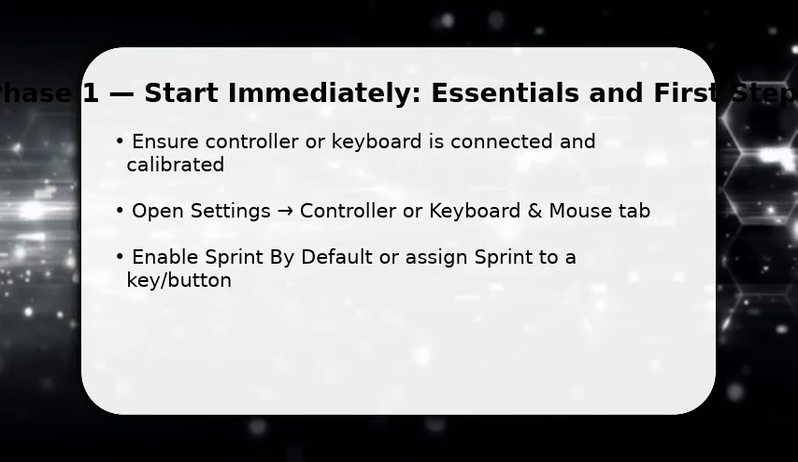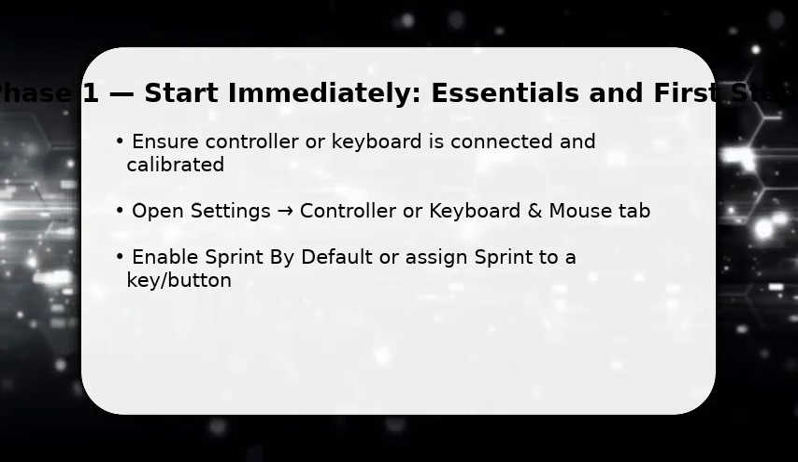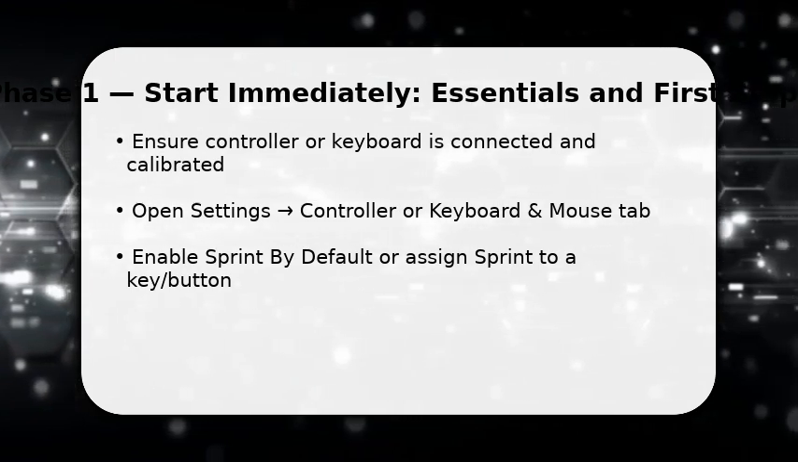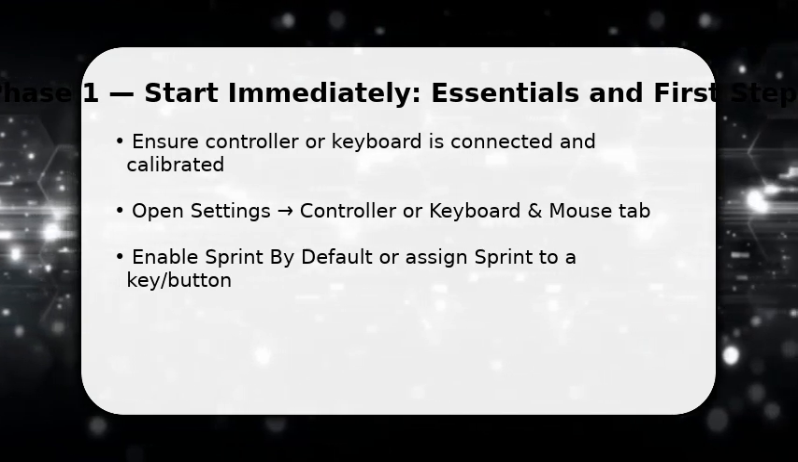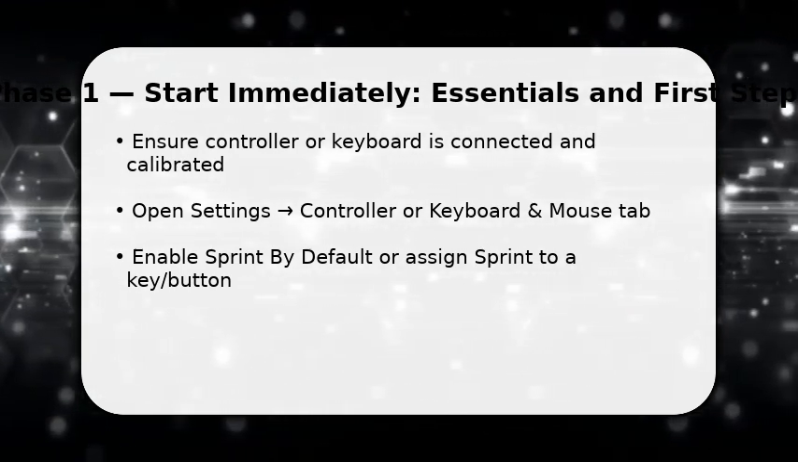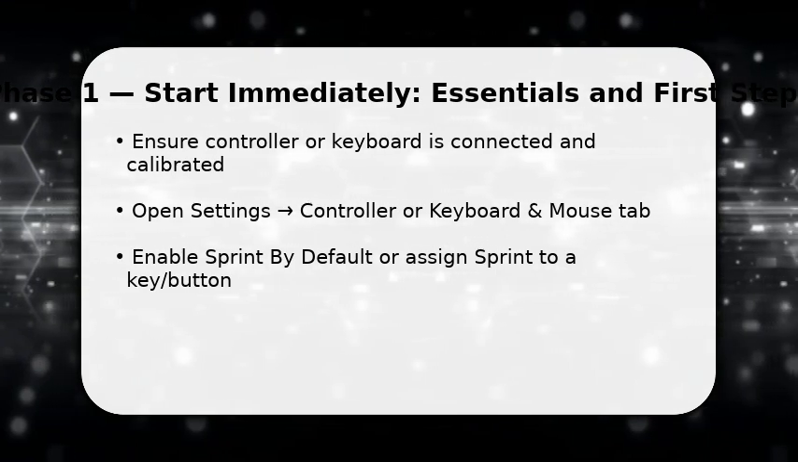Once there, locate sprint settings and choose sprint by default if you want continuous running, or bind sprint to a convenient button like L3, left shift, or a mouse side button. This lets you activate sprint instantly while aiming to preserve mobility.